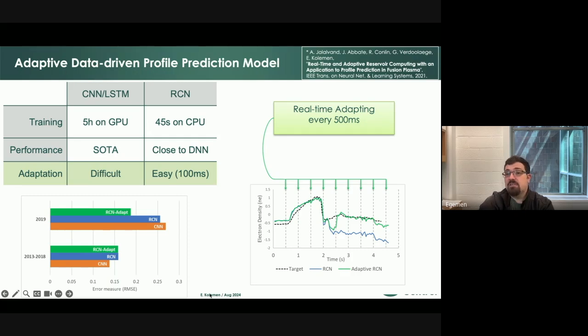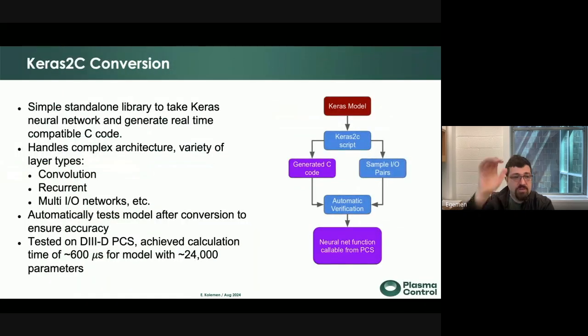So we can do this in 100 milliseconds. This is great for fast adaptive control. The next part is converting this to real-time C code. You can make a gigantic library if you have Keras code and try to put that in, but no one in their right mind will put a library with Python things in a real-time code that needs to be robust.